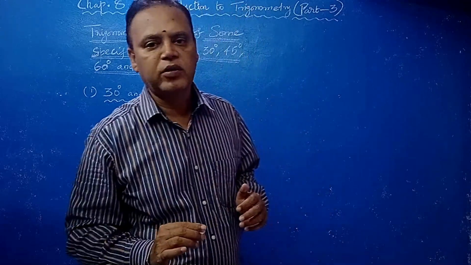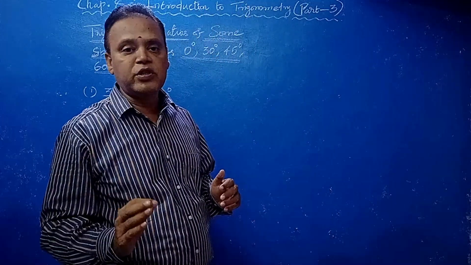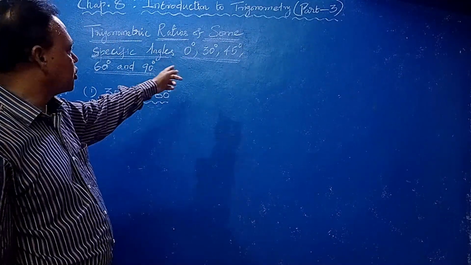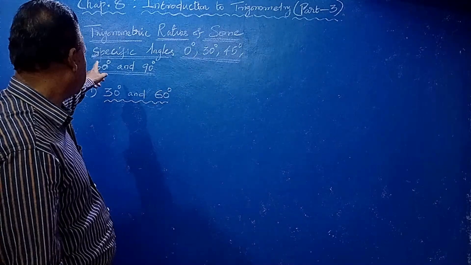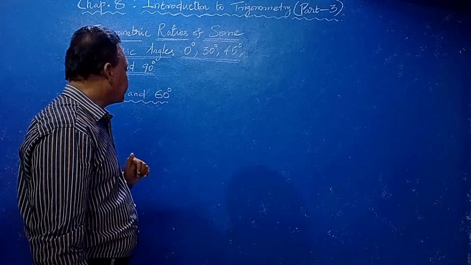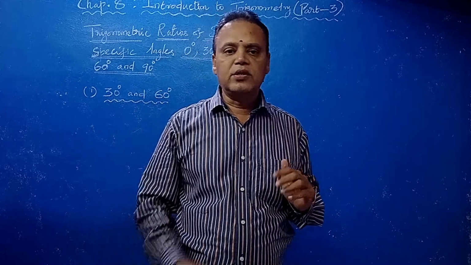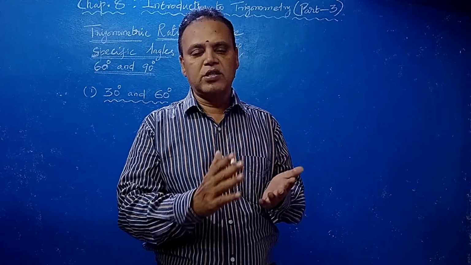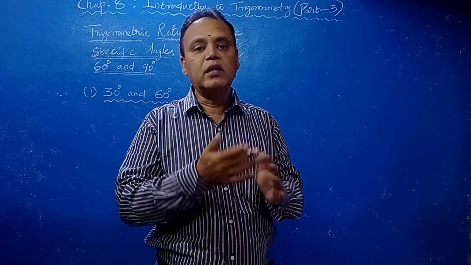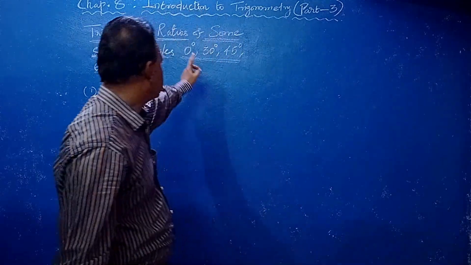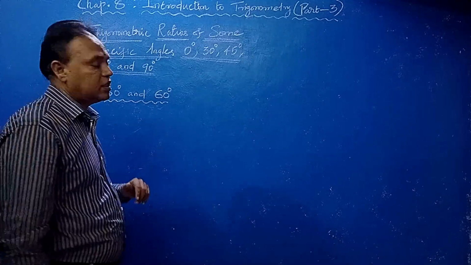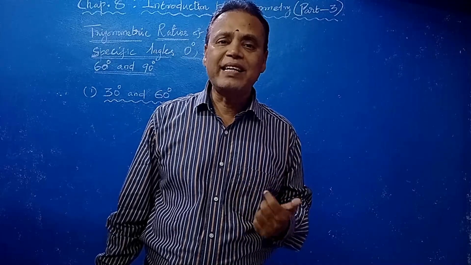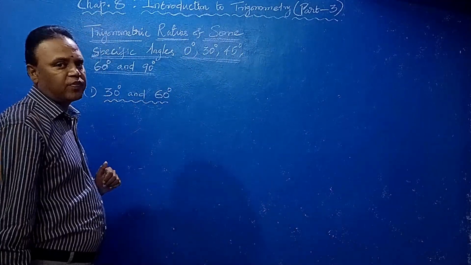Now in this part we are going to see trigonometric ratios of some specific angles: 0 degree, 30 degree, 45 degree, 60 degree and 90 degree. For those angles we can find the ratios of sin theta, cos theta and the others. First we will see 30 degree and 60 degree.